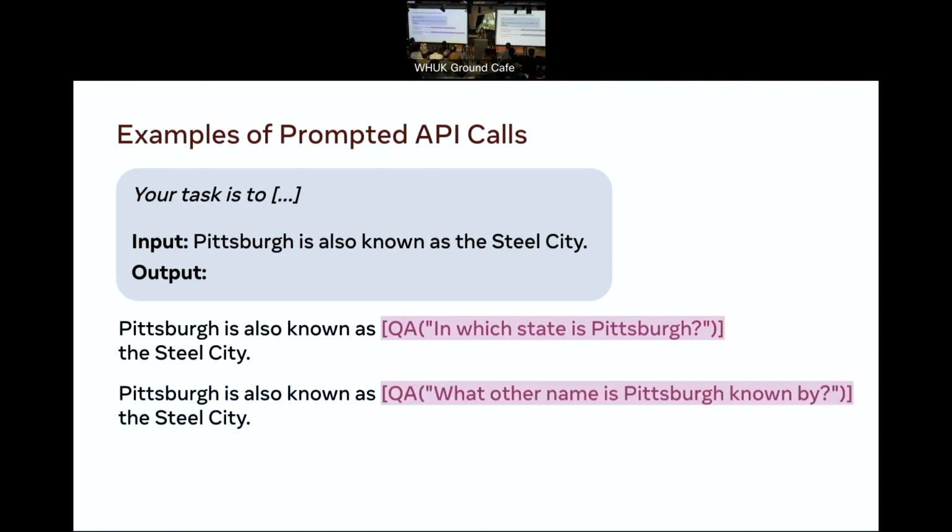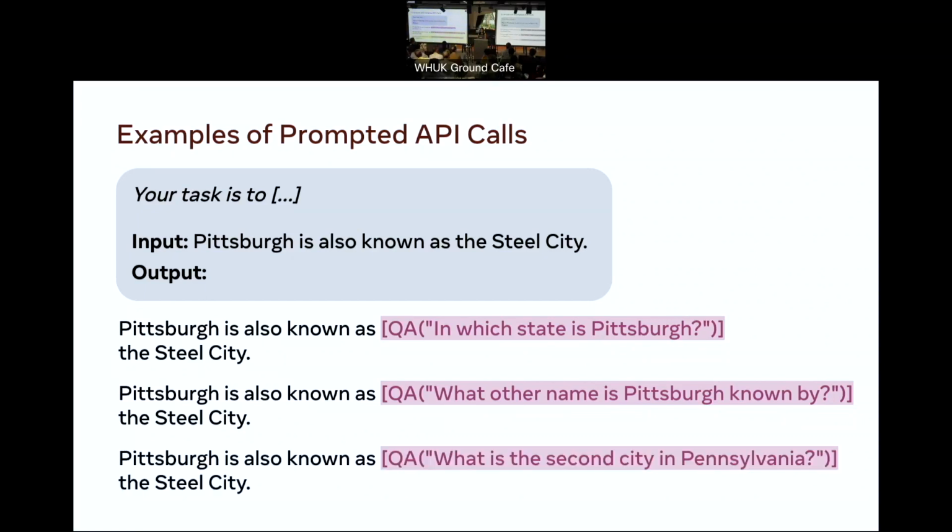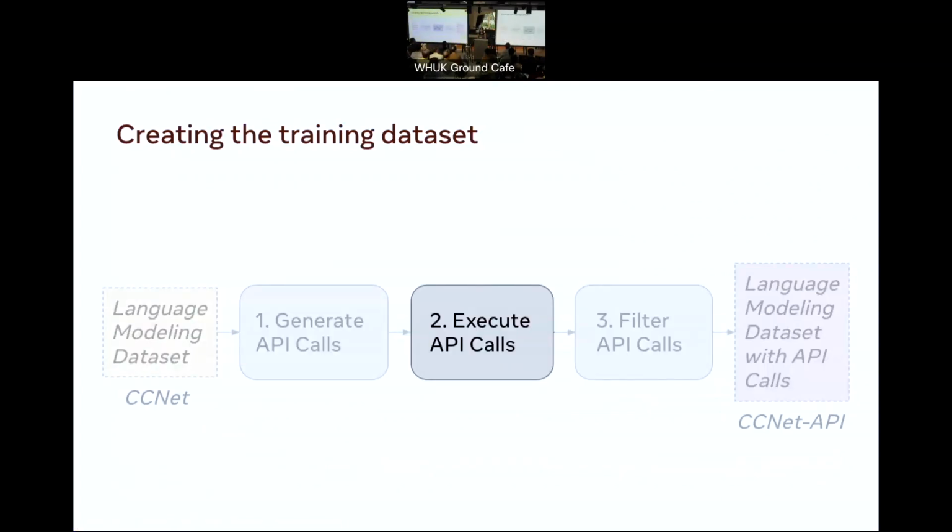Let's try again. In the second instance, it called the query, what other name is Pittsburgh known by? And this seems really promising. This seems like it'll actually help us with predicting the Steel City. So we like this one, but let's try one more time. In this third instance, it embedded the query, what is the second city in Pennsylvania? Again, this is, I guess, well formulated, but it doesn't make a whole lot of sense because there are definitely more than 2 cities in Pennsylvania. So we're probably not going to keep this one because it doesn't make a lot of sense. But in any case, we have these candidates generated from the model itself. And now we're going to take these candidates and try to execute these API calls that it made.